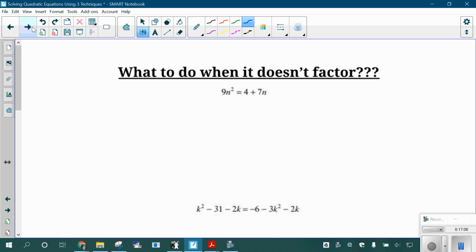Cool. Last thing I want to remind you about is what to do when it doesn't factor. Okay, so if you're solving a quadratic equation, again, it's quadratic because we got a squared, it's an equation because we got an equal sign, and it does not factor, what do you do? You got to use quadratic formula. Okay. As a reminder, this is what quadratic formula is.